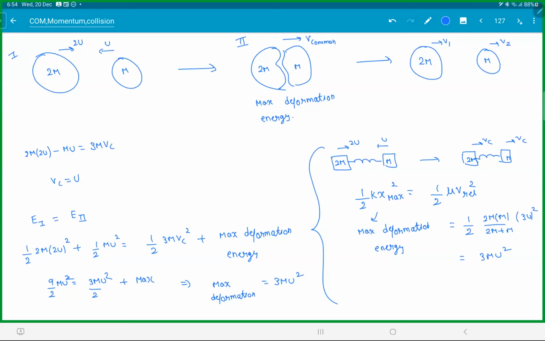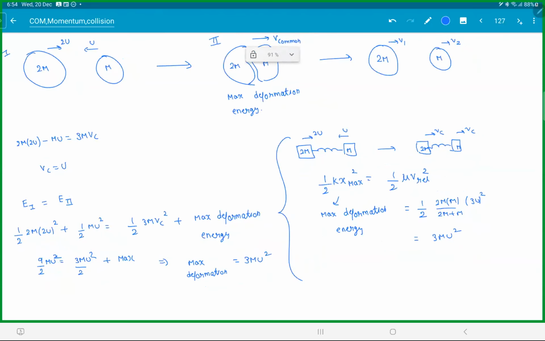This is your maximum deformation energy, and from here you can also find minimum kinetic energy. So at this position, you also have minimum kinetic energy. So kinetic energy goes to a minimum value here. How much is that? Total energy is 9mu square by 2 minus 3mu square. That would be 9, 8, 6, so 3mu square by 2. This is your minimum kinetic energy.